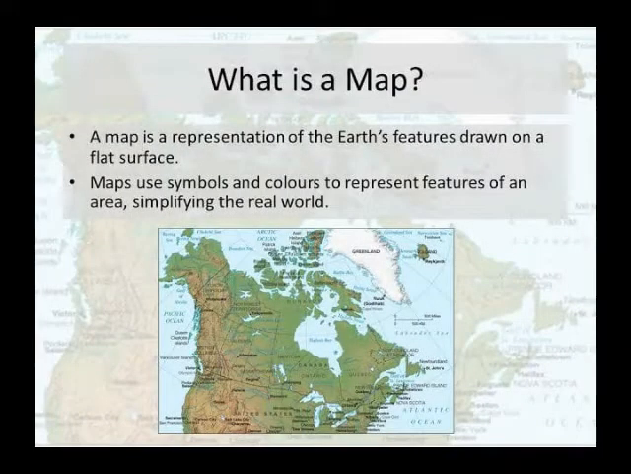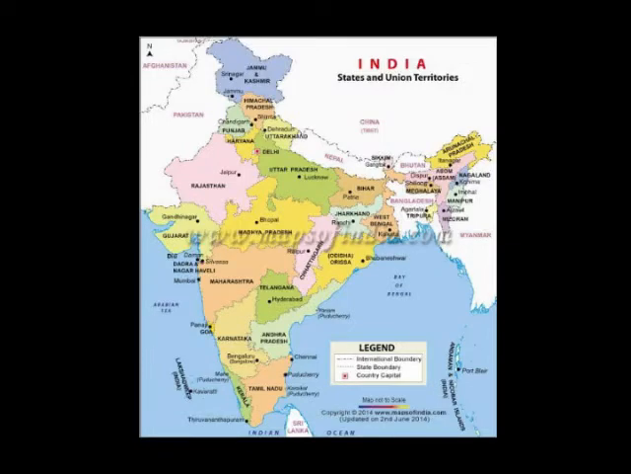In the next picture, we see a map. A map is a representation of Earth's features on a flat surface. It is a conventional drawing of Earth's surface or a portion thereof showing countries, rivers, mountains, political boundaries, etc. Maps use symbols and colors to represent features of an area, simplifying the real world.